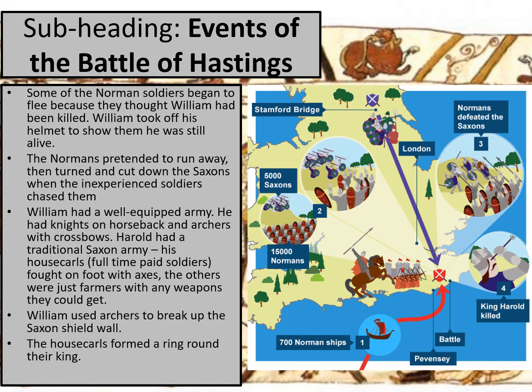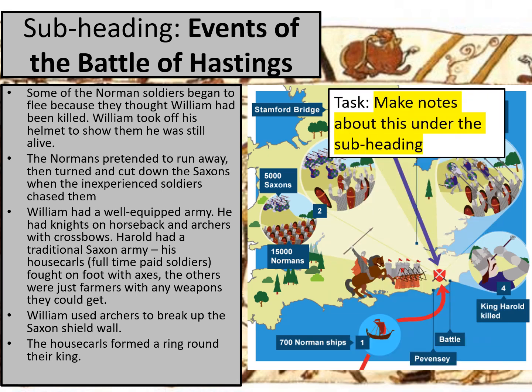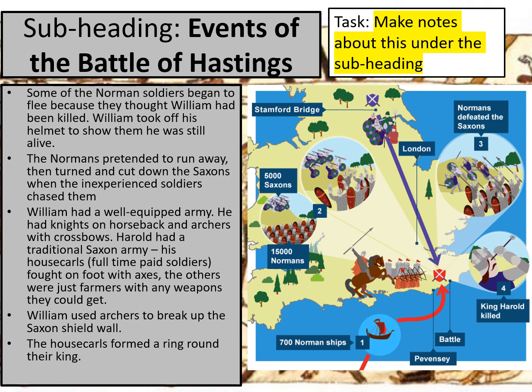So guys, we've just talked about the preparations that were made by William and by the Saxons led by Godwinson. Now for this next section, we're going to look at the actual events of the Battle of Hastings. What happened? Who won? So first of all, you're going to need a subheading again. So your subheading this time is the events of the Battle of Hastings. Okay, so we're going to be looking at the events themselves.